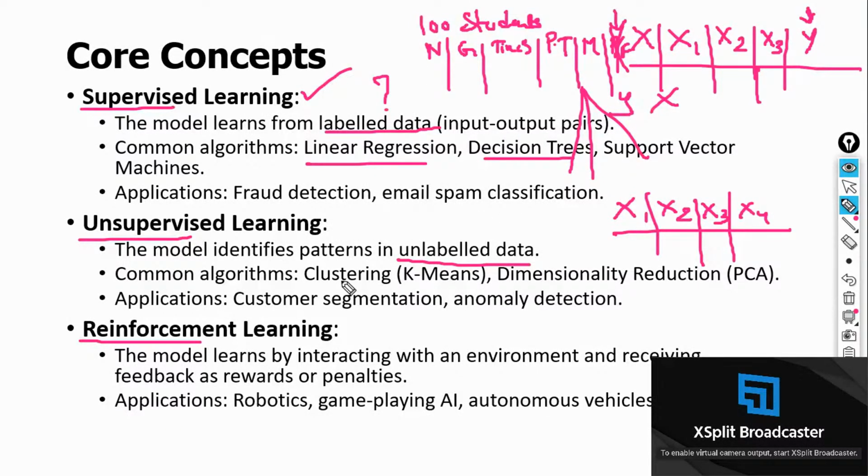The widely used, best algorithm that we have is clustering, nothing but grouping. And one of the famous algorithms under clustering is k-means. So this k-means algorithm will be our next topic, and we are going to learn k-means as part of this program.